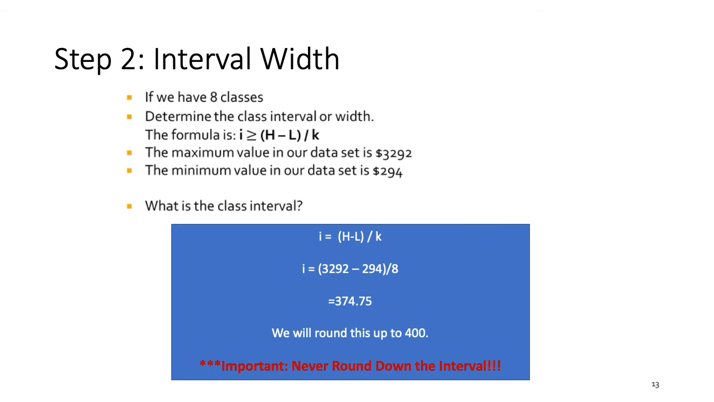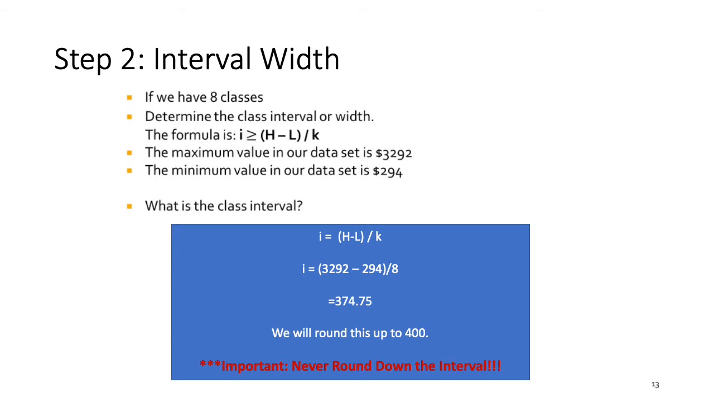Step 2. Now that we've created the number of classes, we move on to figuring out how large each interval should be. So how big is each bin? In this case, to determine that, we have a rule again. And this rule basically says the interval for a bin or a class should be the highest observation minus lowest, so maximum minus minimum, divided by the number of classes that we established in the previous step. In this case, it was 8.